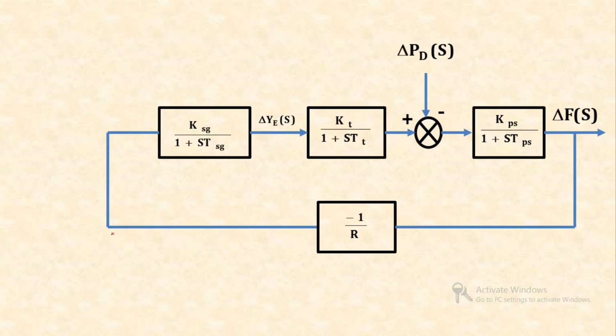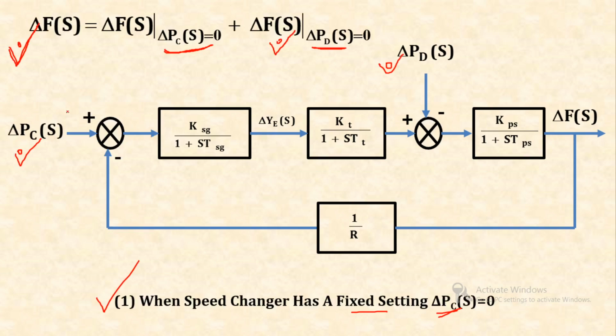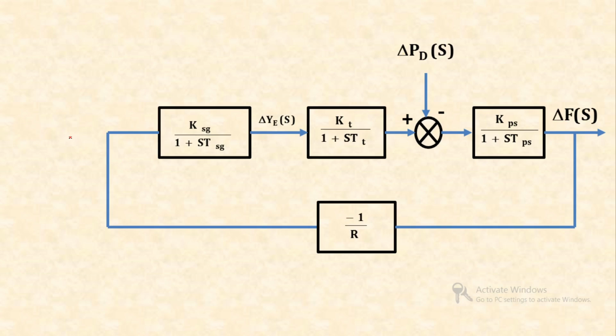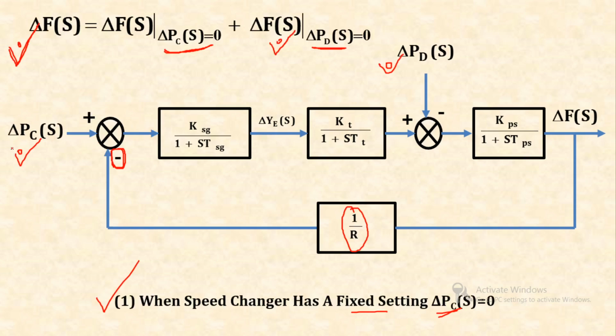So over here we have removed delta Pc of s, but make a note of this: the feedback signal has a negative sign. So when we remove delta Pc of s, the summing point will be removed, and this minus sign will be multiplied with this block, that is minus 1 upon R. Clear? If this input is removed, the summing point is removed, and this minus sign is multiplied with 1 upon R.